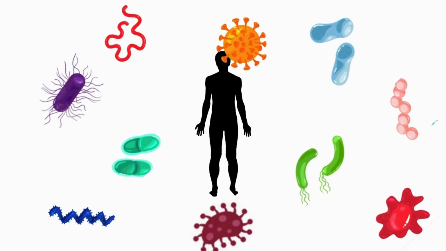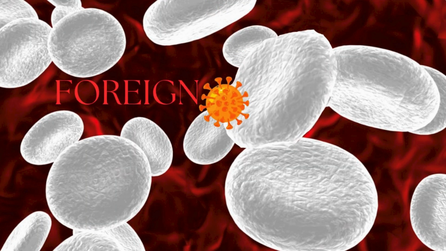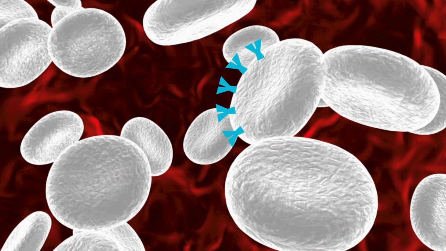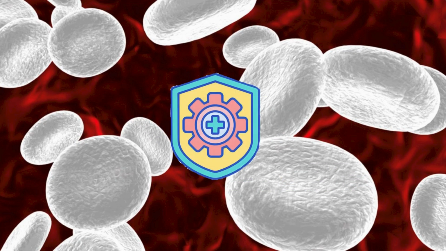When these pathogens enter your body, your immune cells rapidly identify it as foreign, using specialized receptors on the cell's surface. This recognition triggers an immune response, starting with the innate immune system, followed by the adaptive immune system, which builds a precise and targeted defense.